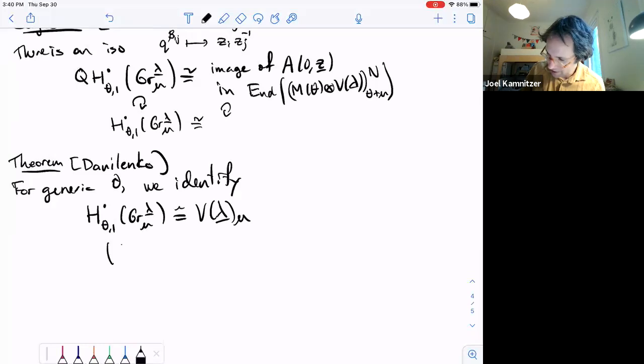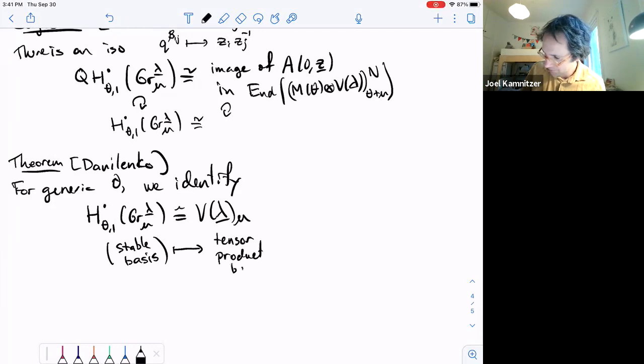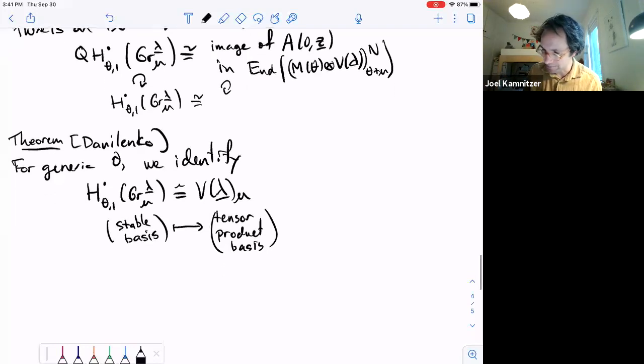His identification takes the stable basis. He just wrote down, say, I'm going to make a vector space isomorphism by taking this basis to this basis. So his isomorphism takes the stable basis to the obvious basis of the tensor product. Remember, each representation in this tensor product is minuscule, so it has a natural basis. So the tensor product has an obvious tensor product basis. And he said, I'm going to take the stable basis to this tensor product basis, and then I'm going to calculate the quantum multiplication by divisors on the stable basis. And he claims it matches.